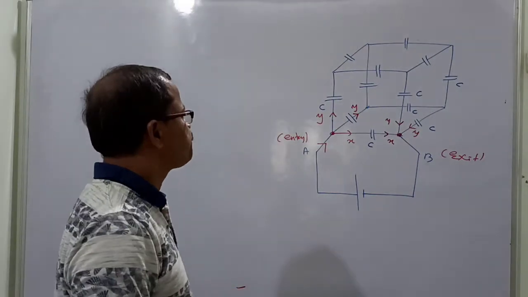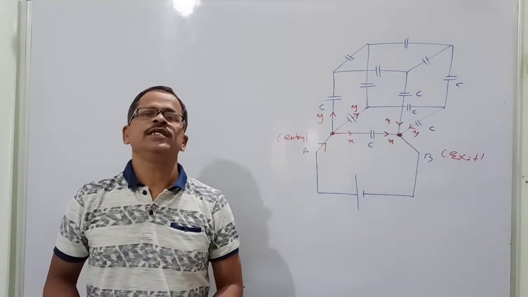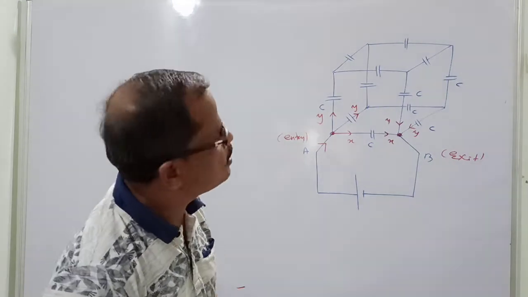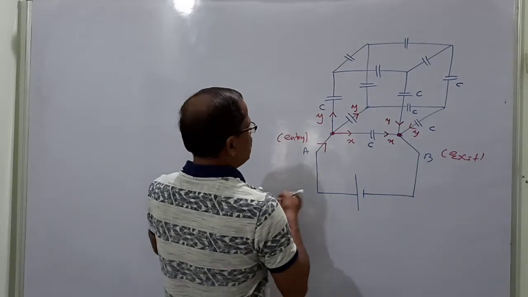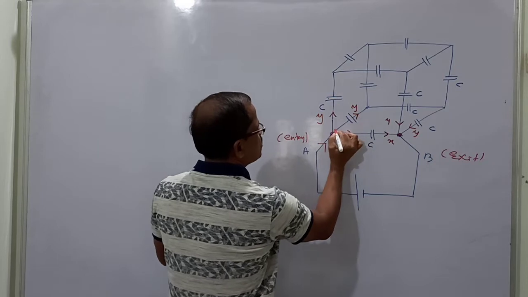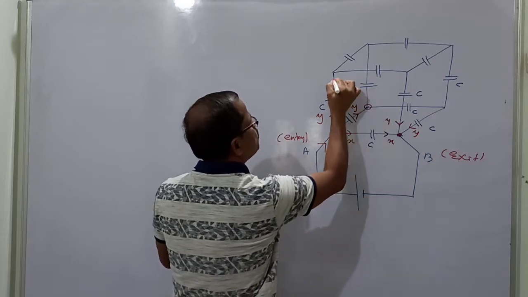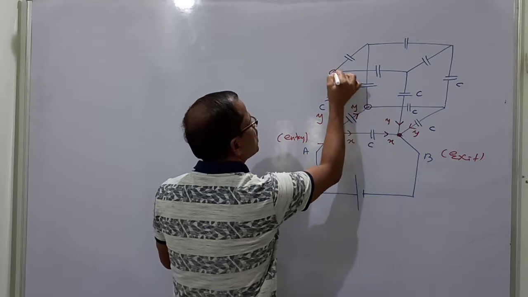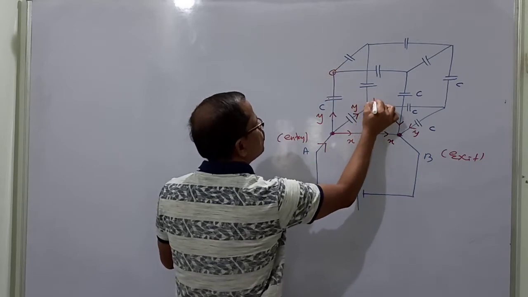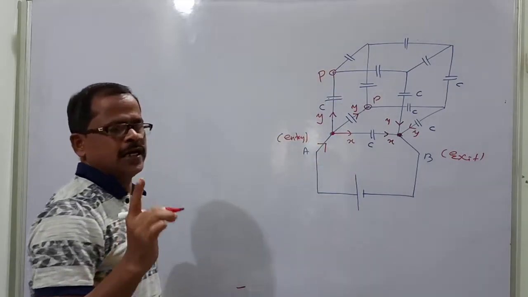The next point is, let us find the equipotential points in the problem. Which are the equipotential points? Look here. The capacitor is C. This capacitor is C. So the charge is Y. Charge is Y. So the potential of this point and the potential of this point, these 2 points have the same potential. Let the name of the point be P. Note this down, this is very important.